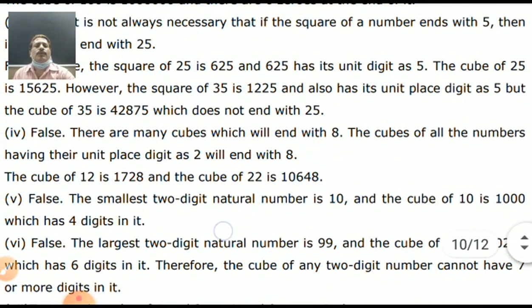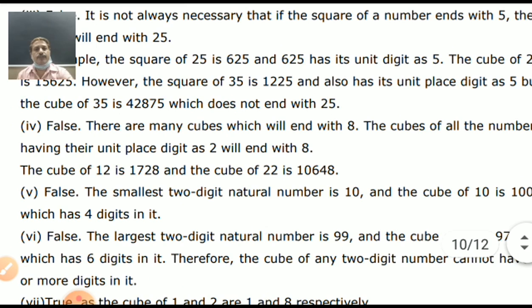False. There are many cubes which will end with 8. The cubes of all the numbers having their unit place digit as 2 will end with 8. 12 cubed ends with 8, 22 cubed ends with 8. Right, beta? Whichever number has unit digit 2, its cube will end with 8. It's magic. I already showed this in our introduction sessions. You just see that video.